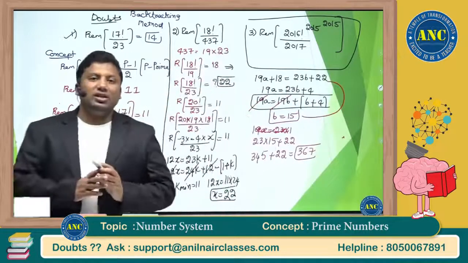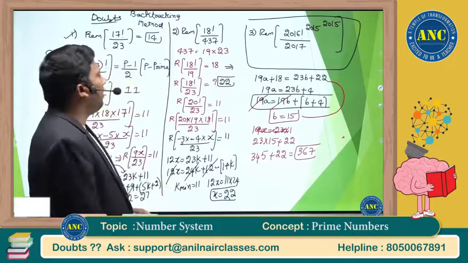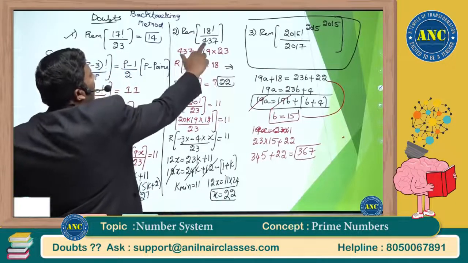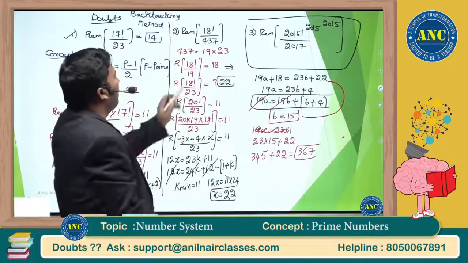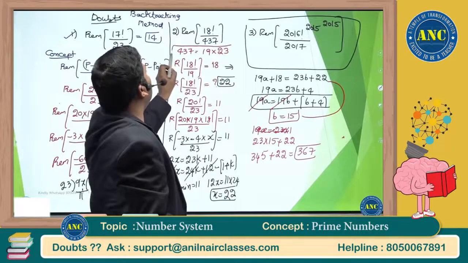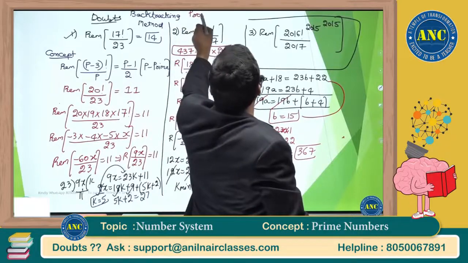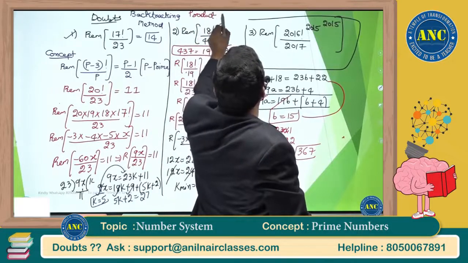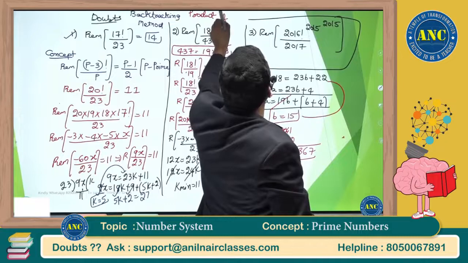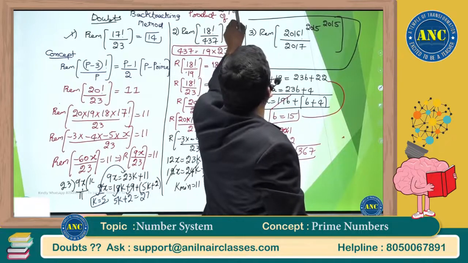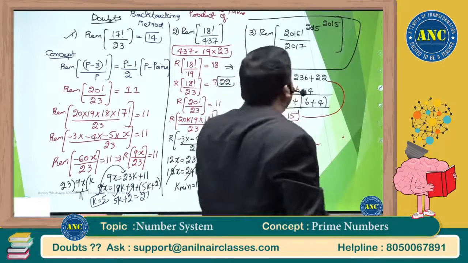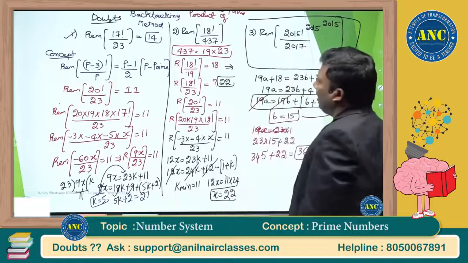All you have to do is, if the denominator is a composite number, write the number as a product of two coprimes. What is the learning from this question? Write the number as a product of two coprimes. I hope the idea is clear.